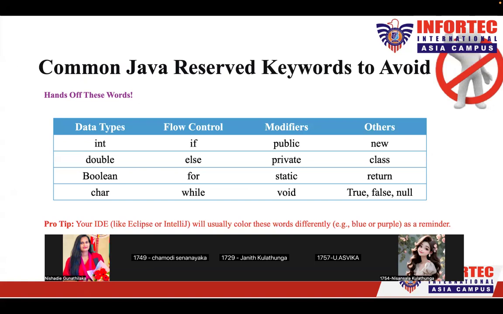So these are the keywords. These keywords are given by the language. That is why we should install Java. Whenever you install Java, it gives you access to use these words. Right.